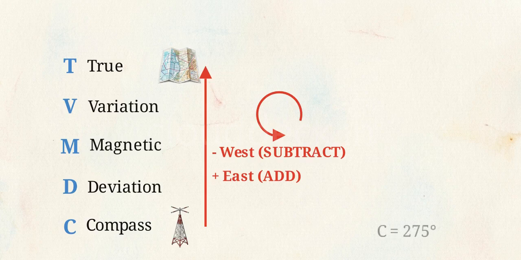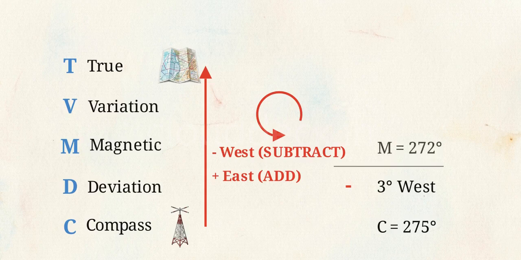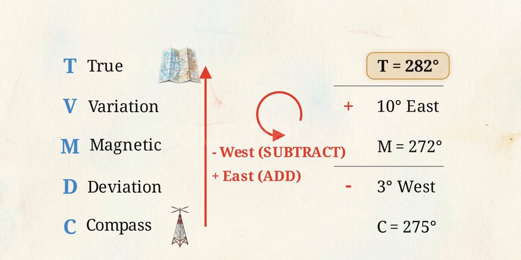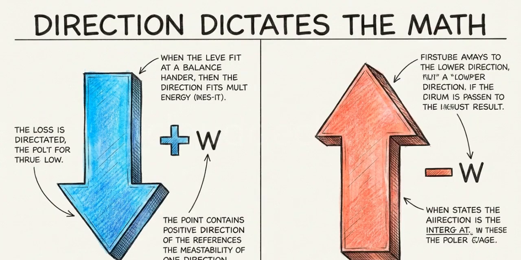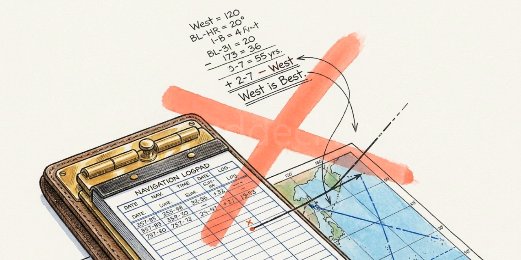If you are flying a compass heading of 275 degrees and your deviation card reads 3 degrees west, you subtract that west value. 275 minus 3 gives a magnetic heading of 272. If the chart variation is 10 degrees east, you add that east value. 272 plus 10 reveals your true heading is exactly 282 degrees. Calculating from the instrument back to the map requires flipping the math. Applying the standard west is best rule while moving up the chain will compound your errors and ruin the calculation.